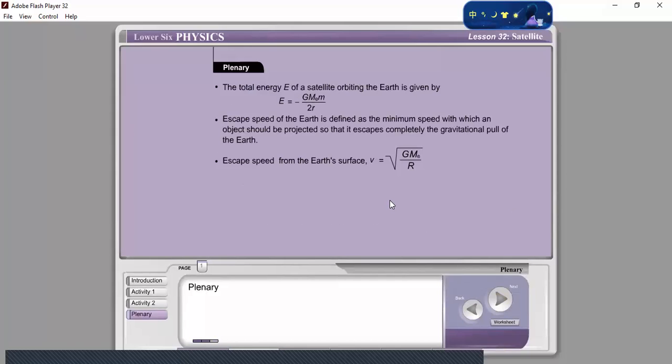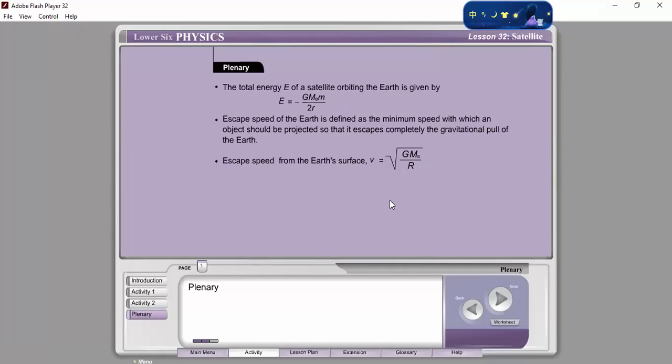The total energy E of a satellite orbiting the Earth is given by E equal to negative G M_E M divided by 2R. The escape speed of the Earth is defined as the minimum speed with which an object should be projected so that it can escape completely the gravitational pull of the Earth. Finally, the escape speed from the Earth's surface is v equal to the square root of 2 G M_E over R.